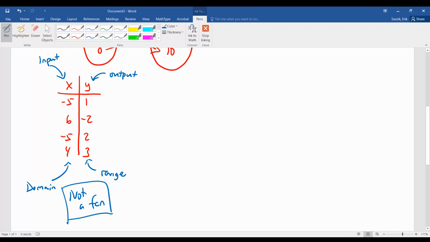It's all because of this -5. You see, this is my input. I put -5 into the machine. Out the other end, I get a 1. That means every time I put a -5 into the machine, I should always see 1 on the other side. Here I put in 6, I got out -2. Here I put in 4, I got out 3. But here you see I'm inputting a -5 again. And that means I should get a 1, but I got a 2. So that's a problem. That means it's not a function. So you're looking for this kind of contradiction. This is what makes it not a function.